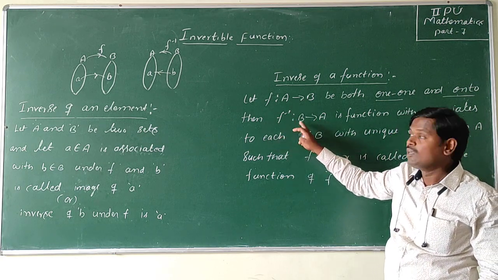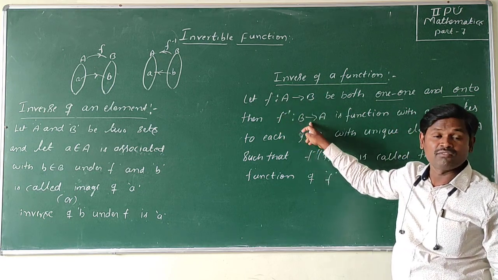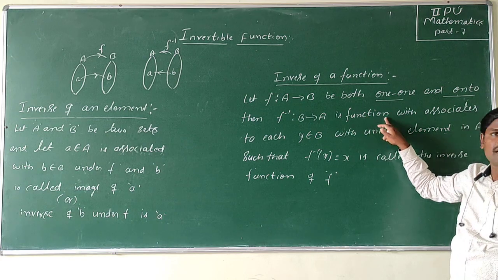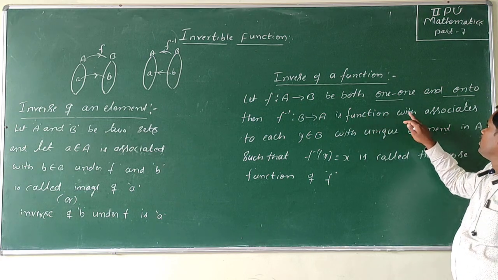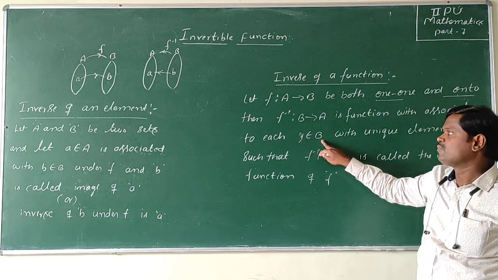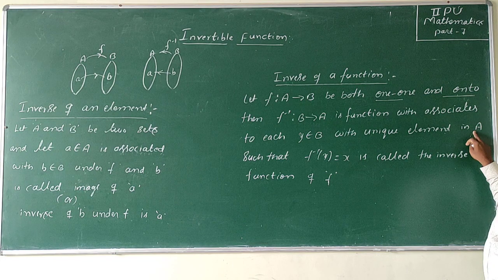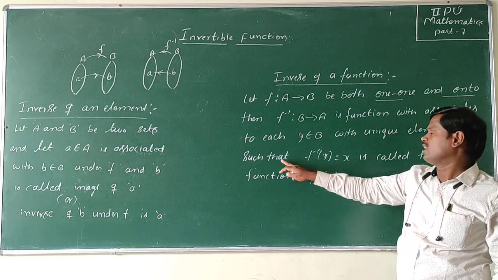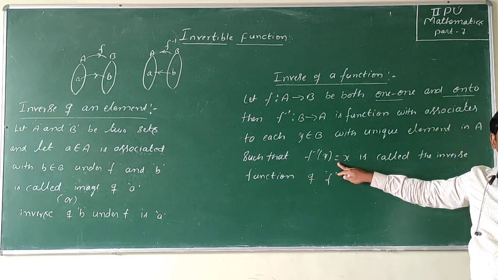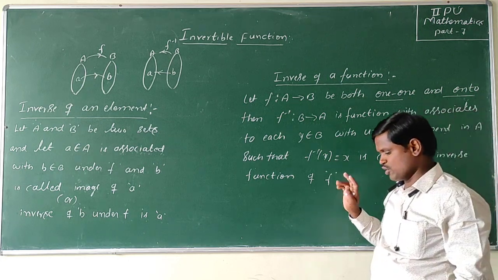This is A to B and this is B to A, the reverse. f inverse is also a function which associates to each element y in B a unique element in A such that f inverse of y is equal to x. That is called the inverse of a function.